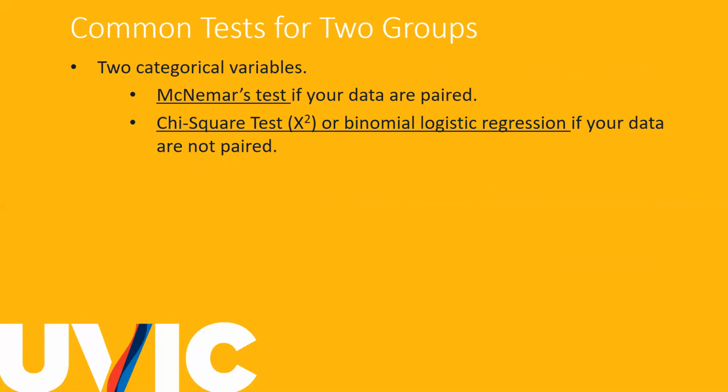And then if you have two categorical variables, if your data are paired, then you can use the McNemar's test. If your data are not, you can use a chi-square test or binomial logistic regression. I will say that logistic regression tends to be more flexible in general than the chi-square test, and you can calculate an odds ratio from the effect of logistic regression.